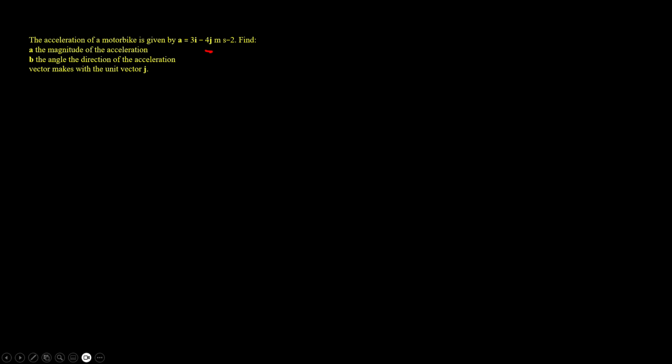So basically what we have to find is the magnitude of the acceleration as well as the angle which the acceleration vector makes with the unit vector j. Unit vector j means we have to find the angle the acceleration vector makes with the y-axis. Okay, so first we find the magnitude, which is very simple.